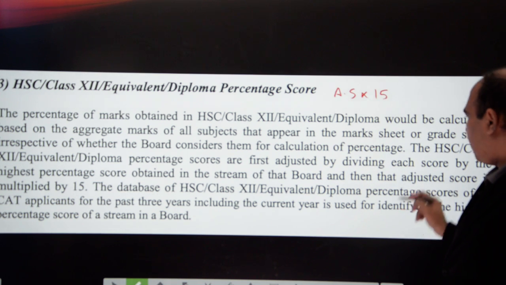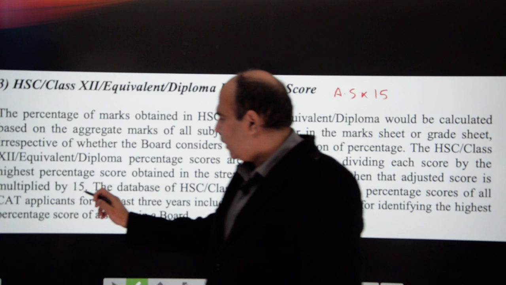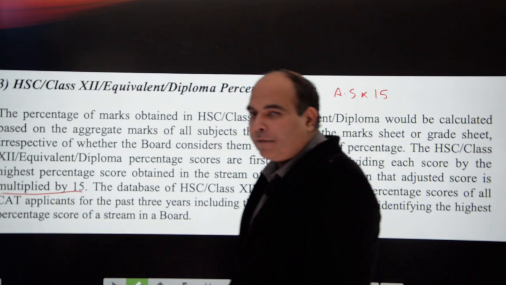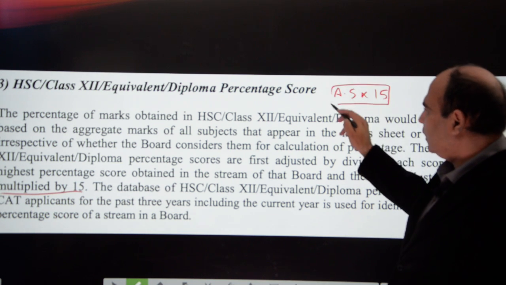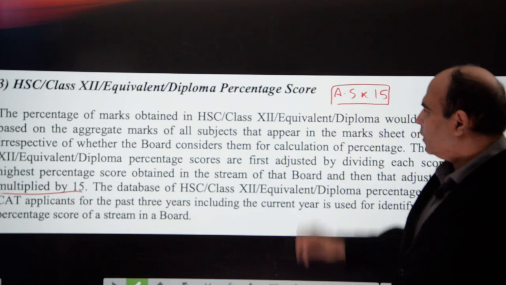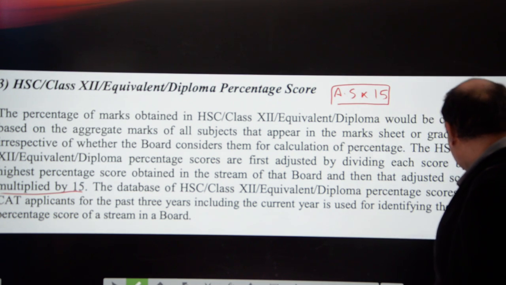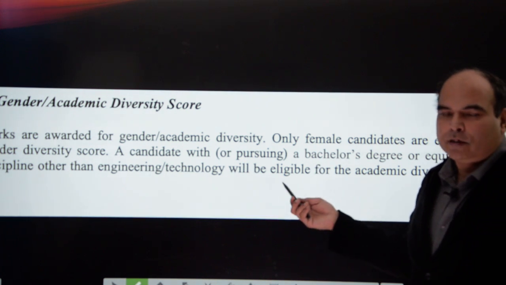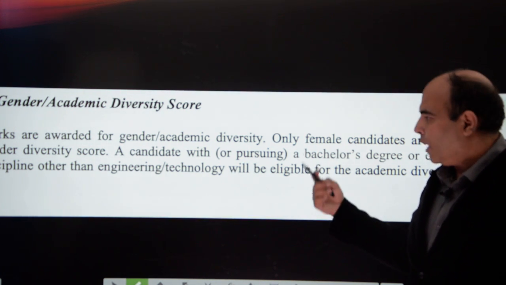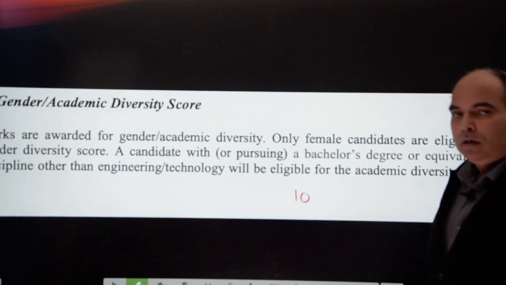Again, they are looking at people from your board who have applied to IIM KOZHIKODE in the last 3 years, including this year, and it's multiplied by 15 in this case. So you have adjusted score into 15, that gives you your class 12th equivalent score. You can calculate these two along with your CAT index score, and then the gender academic diversity score. If you have either gender diversity or academic diversity, you'll get a score of 10 on this. If you don't have it, you'll get a score of 0.